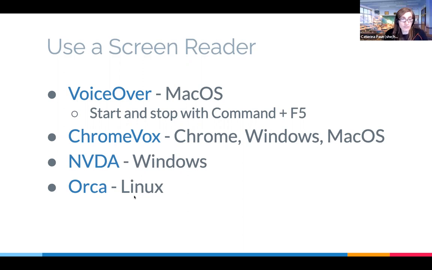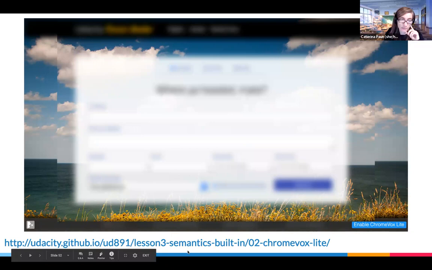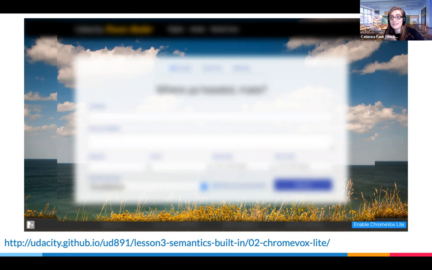And there's also ChromeVox, which works for Chrome, Windows, and macOS, NVDA for Windows, Orca for Linux, and there are several other ones available. This is an example you can walk through. You should be able to figure out what the site is just from listening to the screen reader.